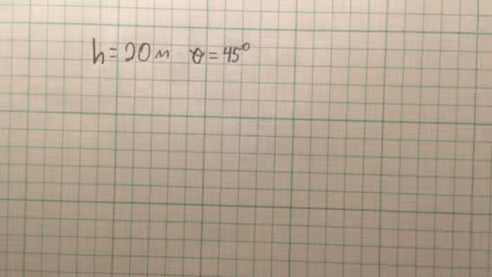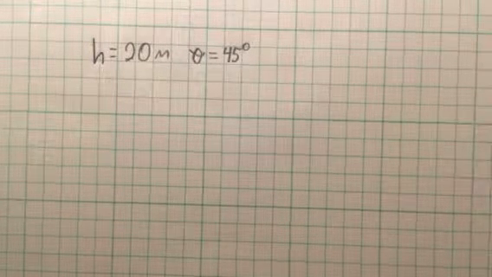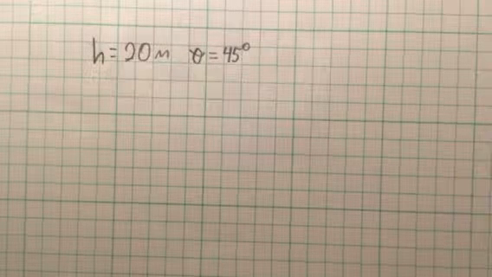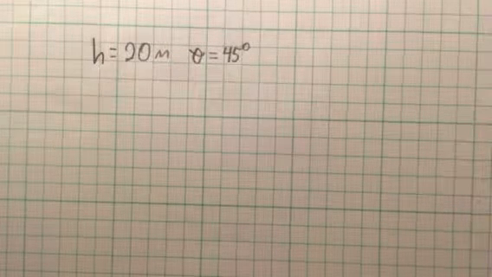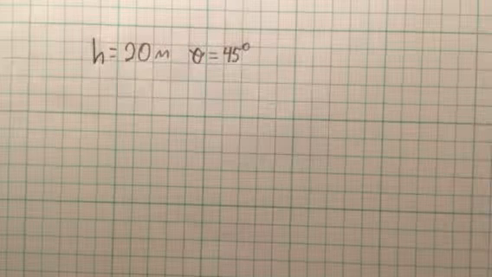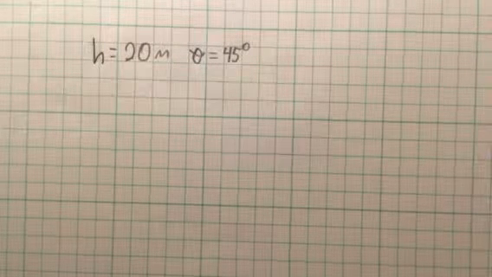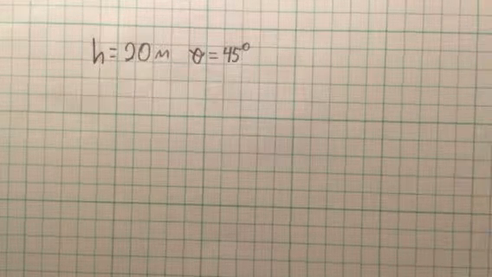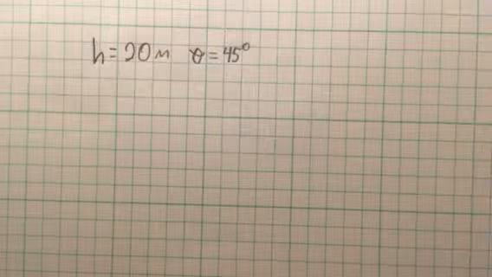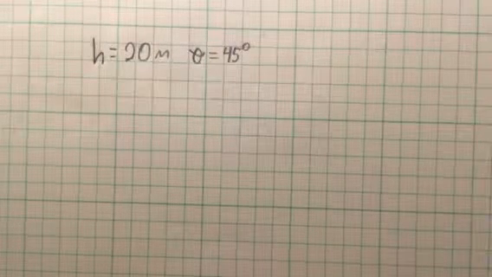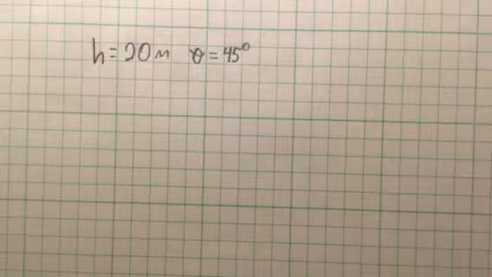So I have a kinematics problem here. It's a projectile motion problem. It says a ball is thrown horizontally from the top of a 20-meter high hill. It strikes the ground at an angle of 45 degrees. With what speed was it initially thrown?